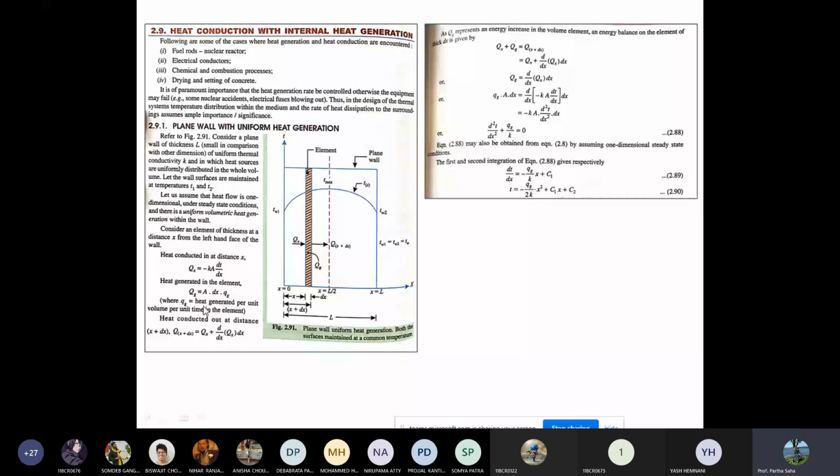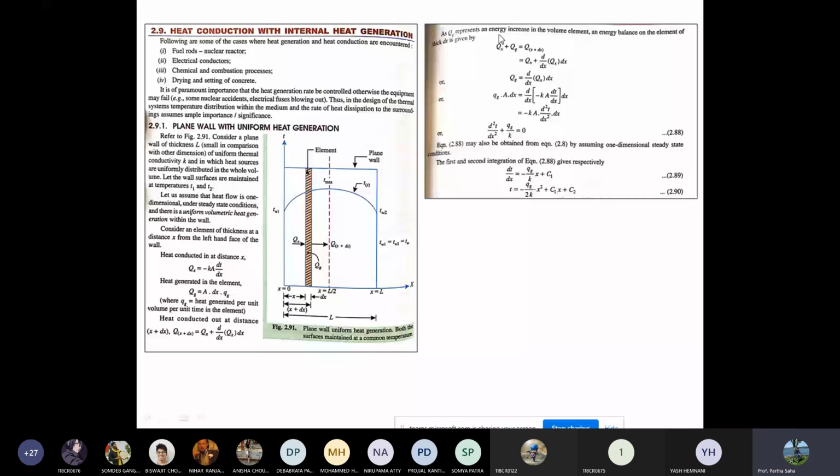Now consider the heat conducted out at the distance x plus dx. Since heat is being generated, there will be some heat conduction out. The heat input is Qx and the heat output is Qx plus dx. The heat conducted out at distance x plus dx can be given by Qx plus d/dx of Qx times dx, because that is the first derivative of the amount of heat being conducted through the wall. So we have to take the first derivative. Now Qg represents the energy increase in the volumetric element.